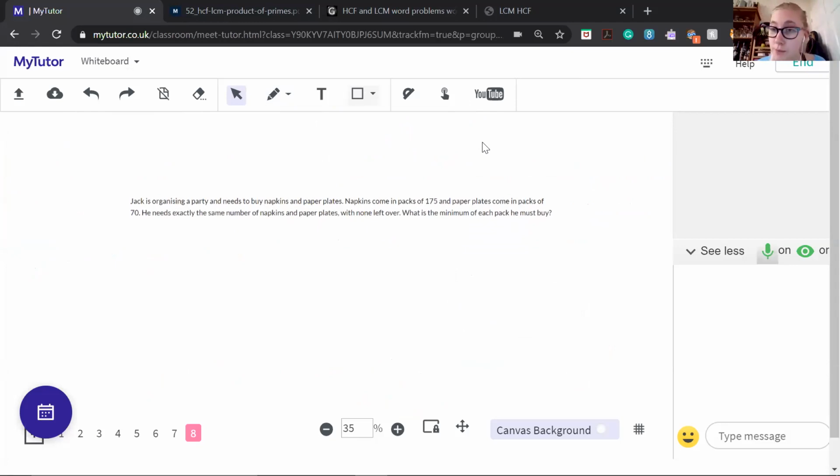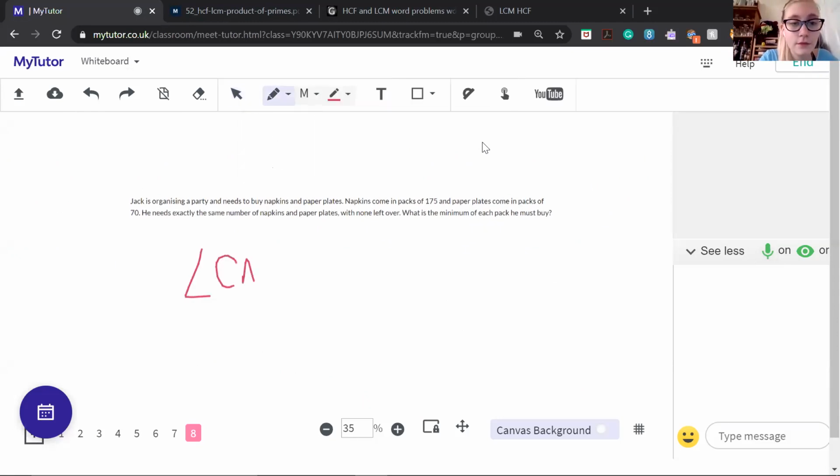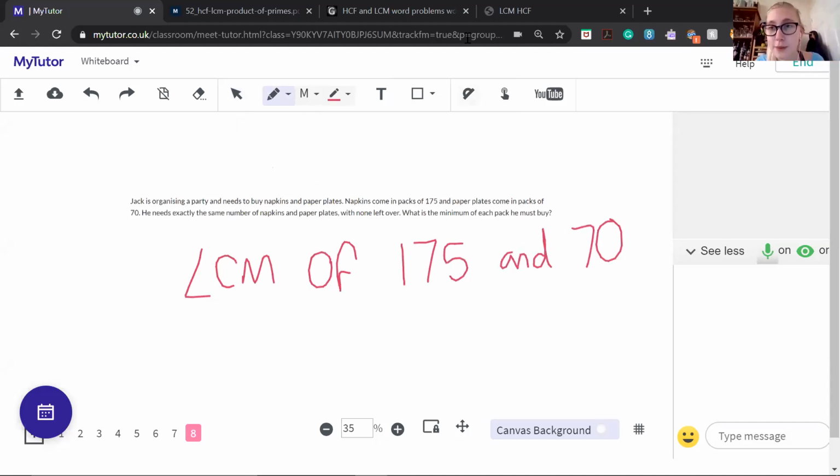So this is a lowest common multiple question because it's got to be a multiple of 175, the packs of napkins, and it's got to be a multiple of 70, the packs of paper plates. So it's the lowest common multiple of 175 and 70. The minimum amount that you can buy that's a multiple of both of these packs.